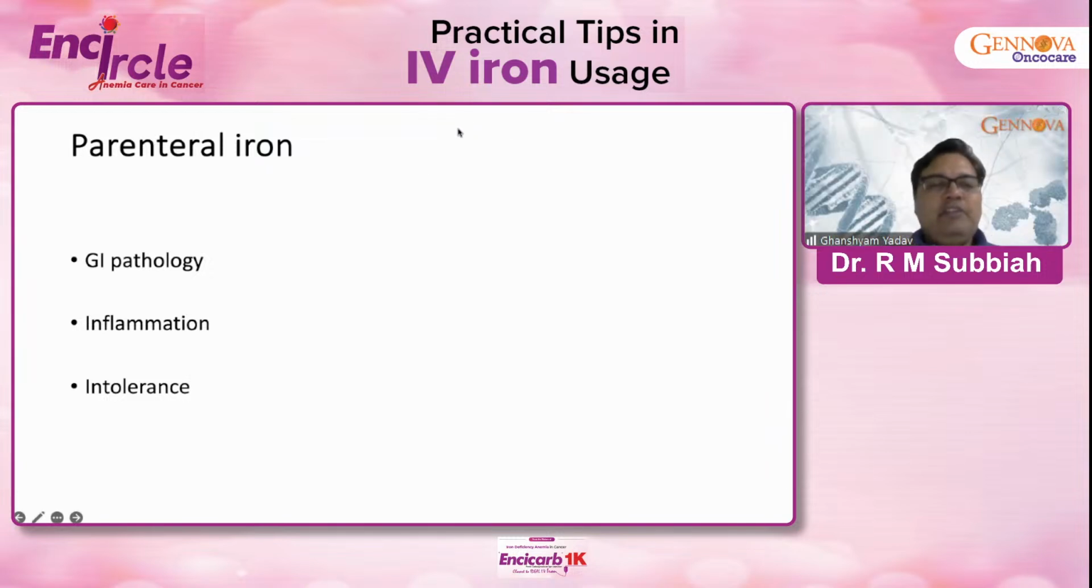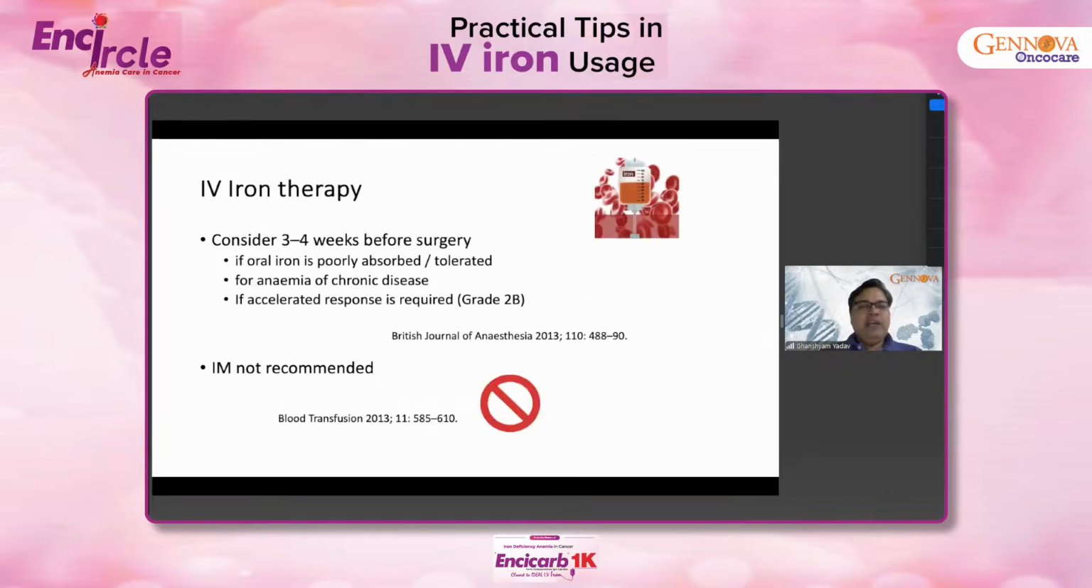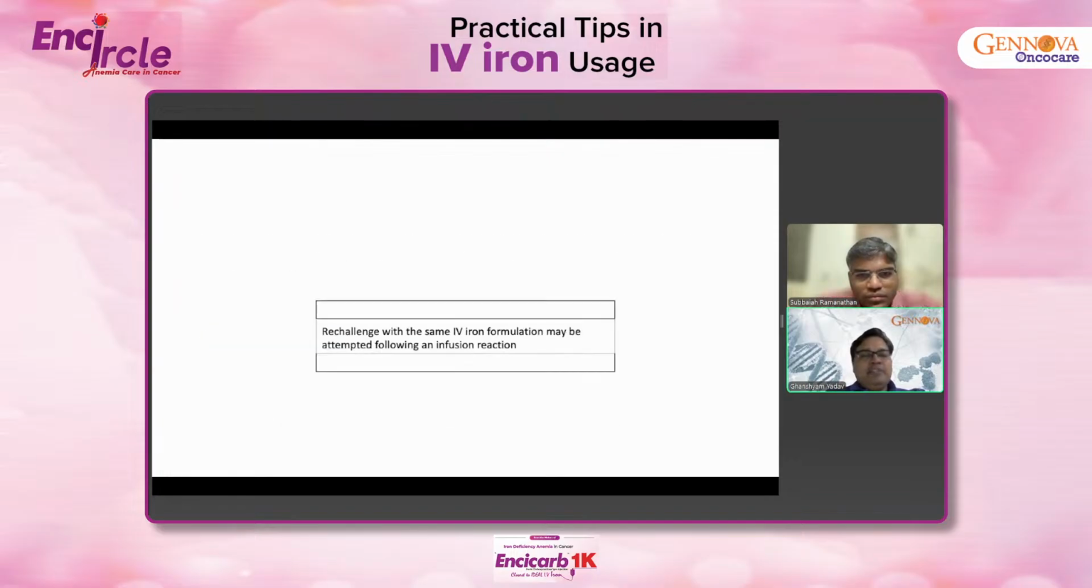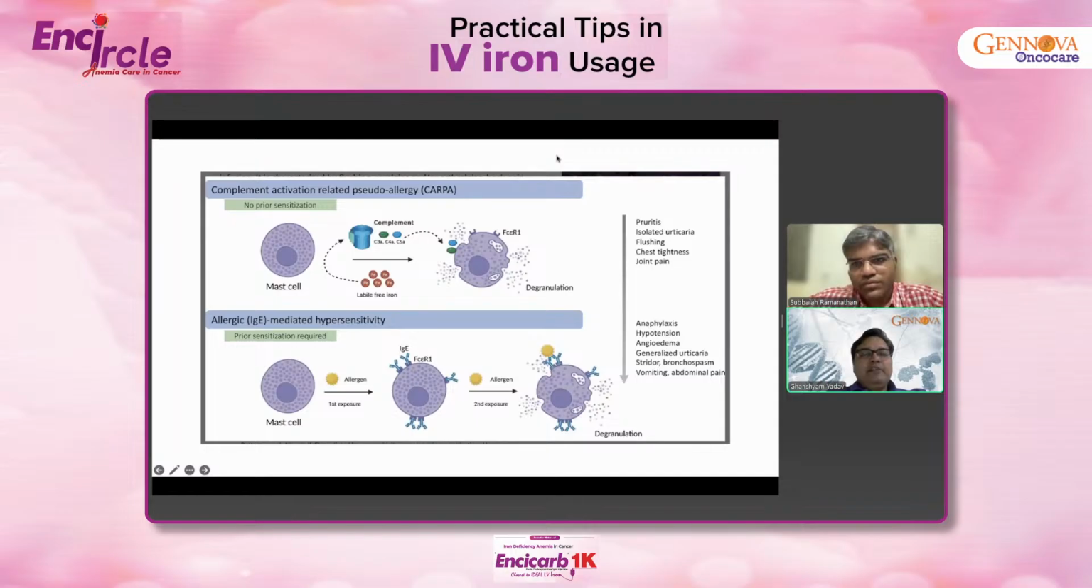So thank you very much, sir. Thank you for the comprehensive and lucid talk on practical tips in IV iron use, especially the part you covered on how to manage hypersensitivity, the CARPA part, and hypophosphatemia. I have one query pertaining to hypophosphatemia. I just wanted to understand what doses, or which reference, highlighted that FCM is more associated with hypophosphatemia. What dose was actually used in those patients?